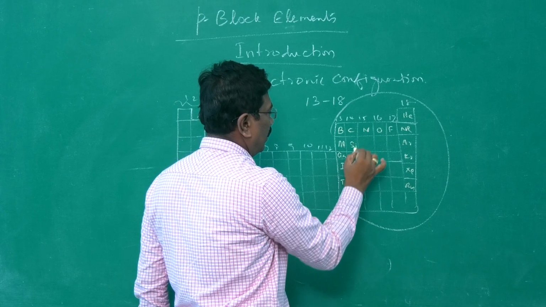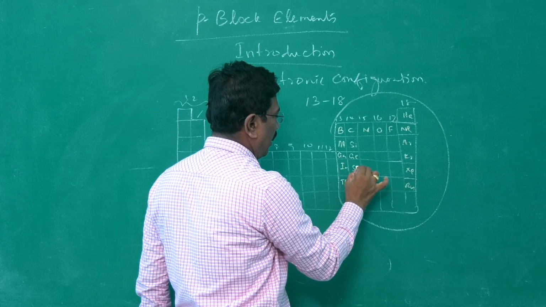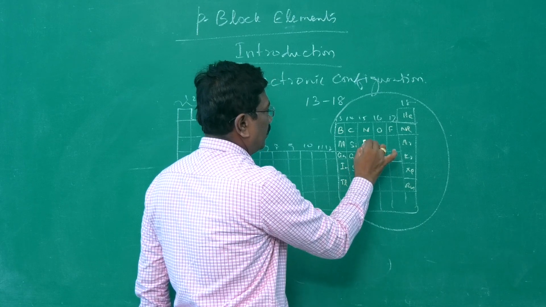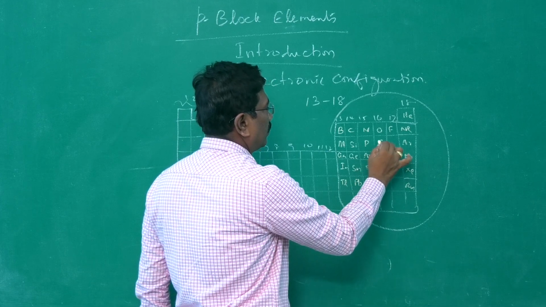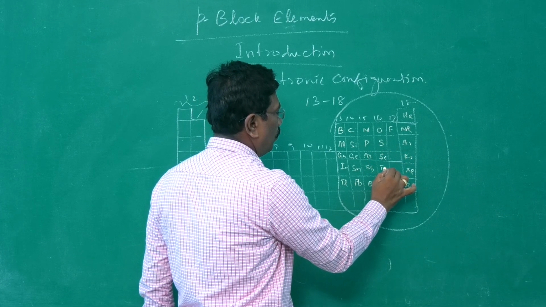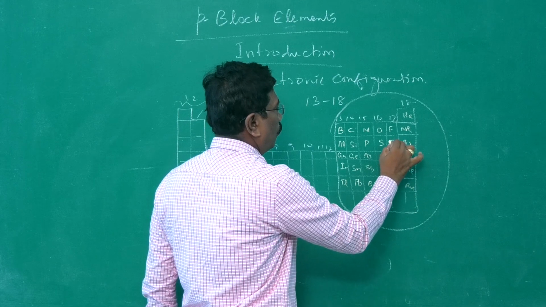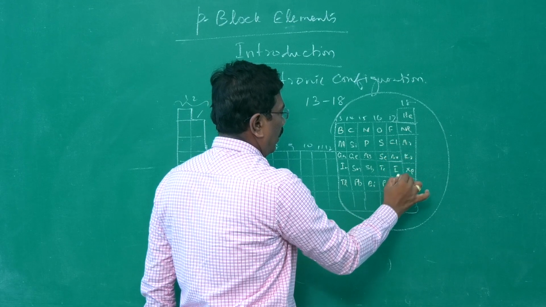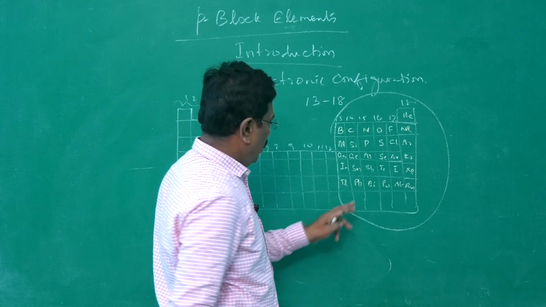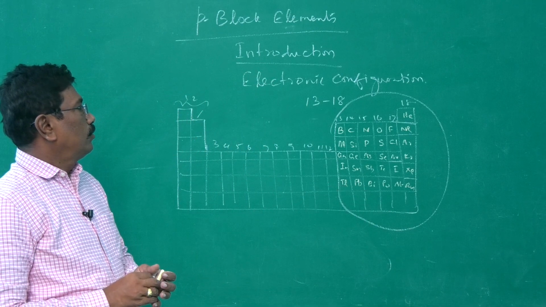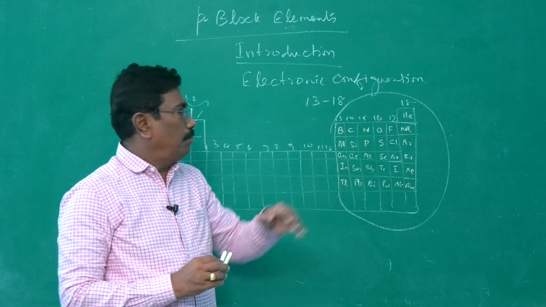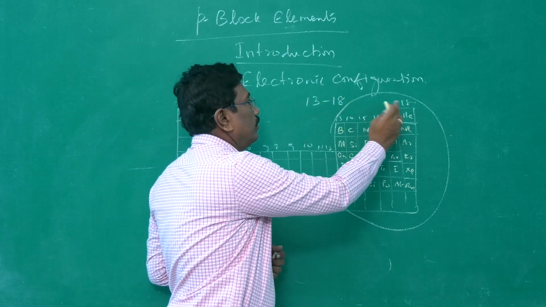Carbon, silicon, germanium, tin and lead. Nitrogen, phosphorus, arsenic, antimony and bismuth. Oxygen, sulfur, selenium, tellurium, polonium. Fluorine, chlorine, bromine, iodine and astatine. I didn't write the last element, the last row. So these are in general the P block elements. They belong to group 13 to 18.